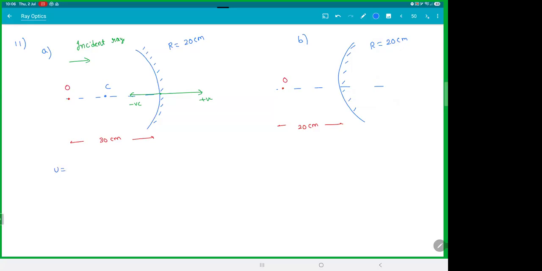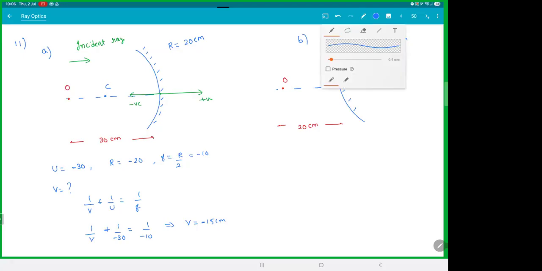So U. Write it down a few times. You can write down the value. So U, object distance, object is on the left hand side, minus 30. Radius of curvature, center is on the left hand side, minus 20. Focal length is R by 2, that is minus 10. V we need to find. Apply the formula. 1 by V plus 1 by U is 1 by F. That would be V is equal to, 3 minus 2, 15 centimeters, minus. The minus indicates the image is on the same side as the incident rays.